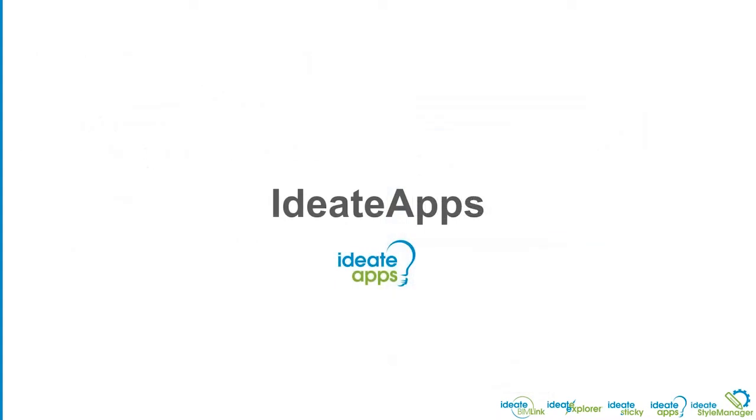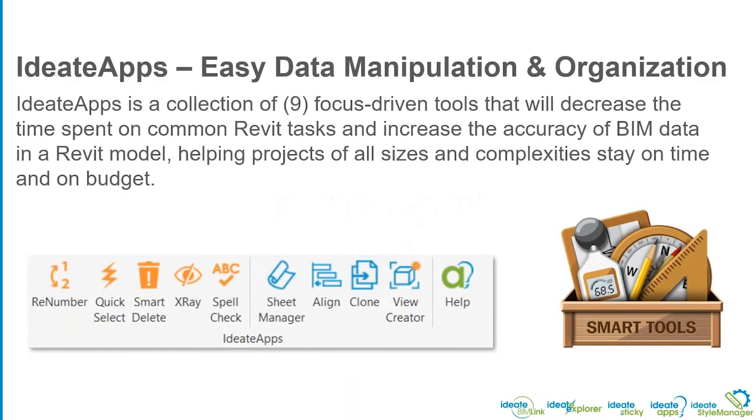Okay, finally is our Ideate Apps application. And Ideate Apps is a collection of 9 tools. So remember Ideate Style Manager at the beginning when I talked about there were 9 basically styles. We could go through patterns or line styles or materials. So this is somewhat similar in the sense I've got 9 tools within one application.